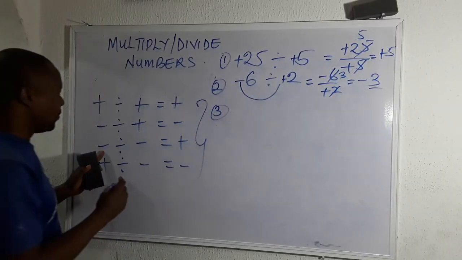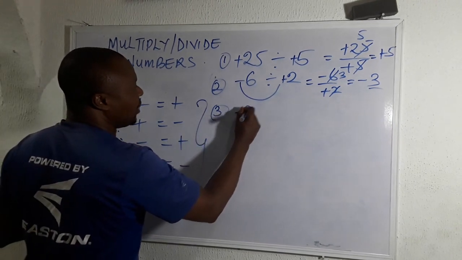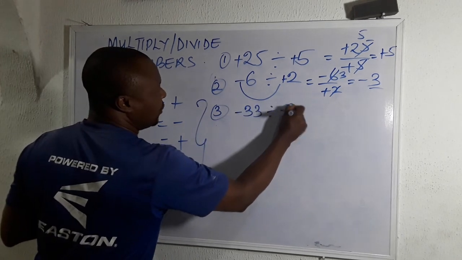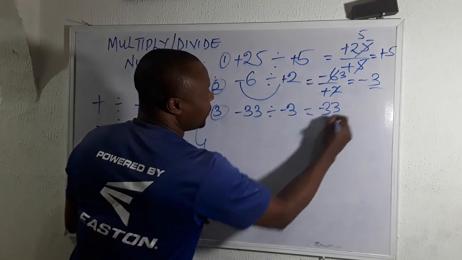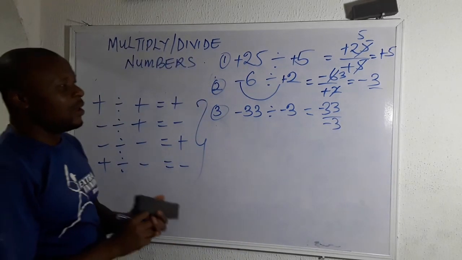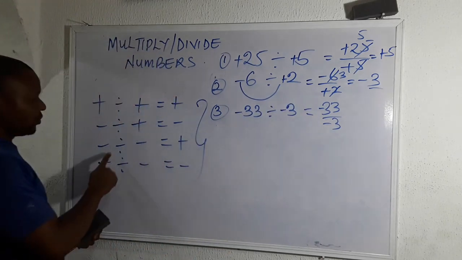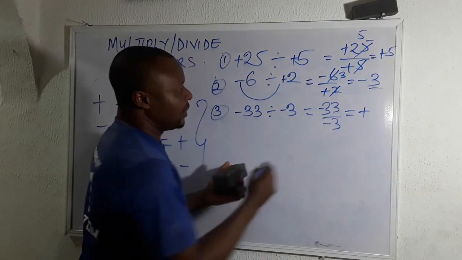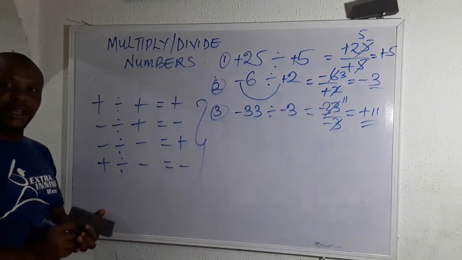Now let's take another example for this third case scenario. This is example 3. We can have, say, minus 33 divide by minus 3. This can be re-expressed as minus 33 divided by minus 3. So again, we divide the signs behind them, which is minus and minus in this case. So minus divided by minus will give us what? Plus. So that is plus. Now 3 into 33 is 11. So that is plus 11.